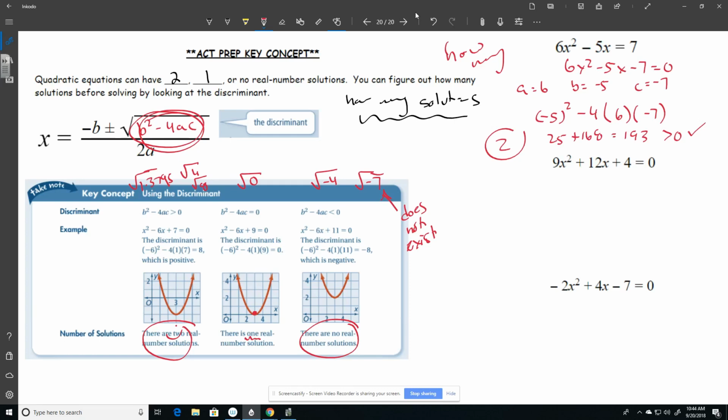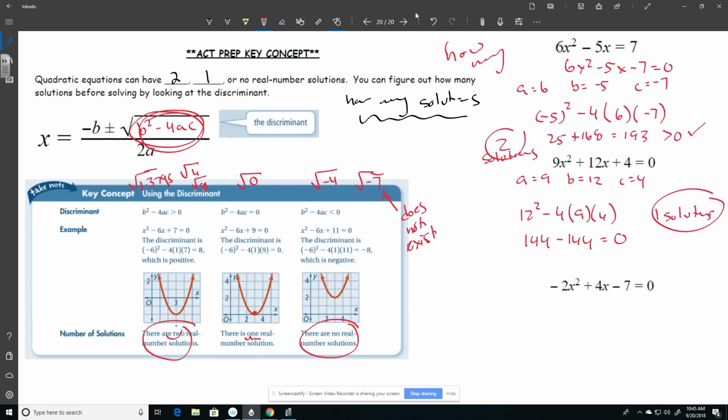On this one, 9x squared plus 12x plus 4, a equals 9, b equals 12, c equals 4. So 12 squared minus 4 times 9 times 4. When I solve this, 144 minus 4 times 9 times 4, which is 144. So 144 minus 144 is 0. So my discriminant is equal to 0. So that means there is only one solution. 0 is not my solution. That means there's only one solution. And up here, 2 is not my solution. It just means there are two solutions.